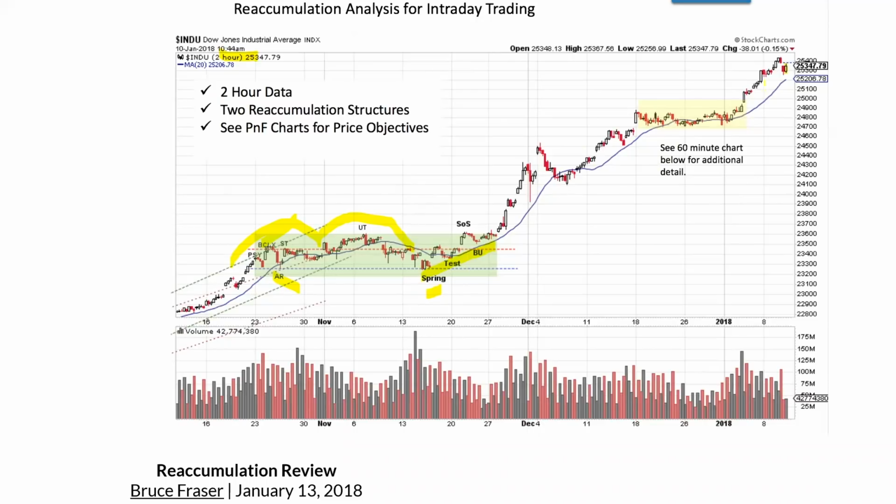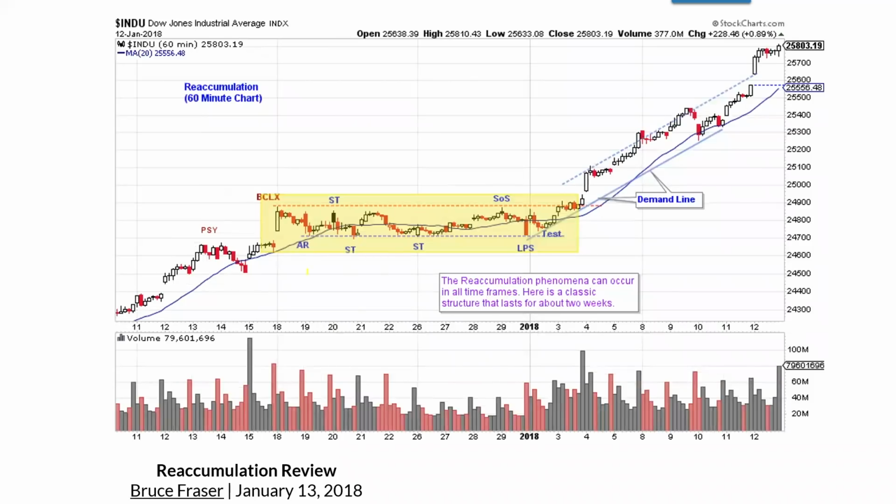So here is another example, smaller in size, similar in construction. This is it, we're blowing it up. This is a 60-minute chart. Rally into a buying climax, automatic reaction, range bound state, attempts to go down to support. Look at the volatility coming out of the Dow here as it approaches the completion of a last point of support, then a test of that support, and then a rally.